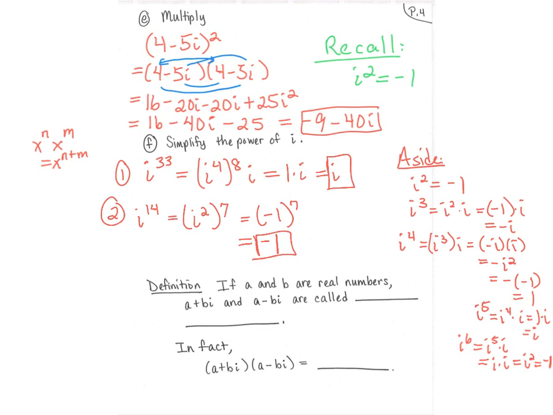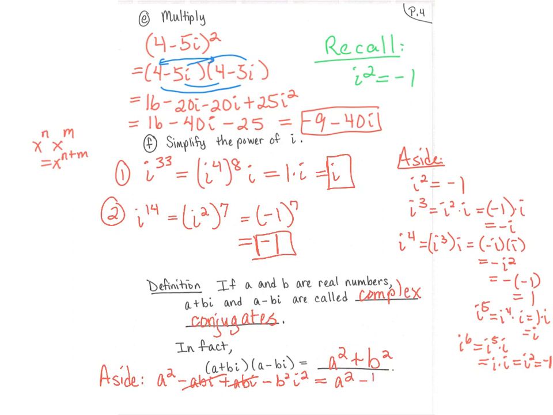Now, by definition, if a and b are real numbers, a plus bi and a minus bi are called complex conjugates of each other. In fact, when you multiply them, you just get a squared plus b squared. Why is that? An aside. If we use the FOIL method, you get a squared minus abi, that's your outer terms, plus abi, your inner term, minus b squared i squared. These terms cancel. i squared is negative 1, so this is a squared minus b squared times negative 1, but that's just going to give you a squared plus b squared.